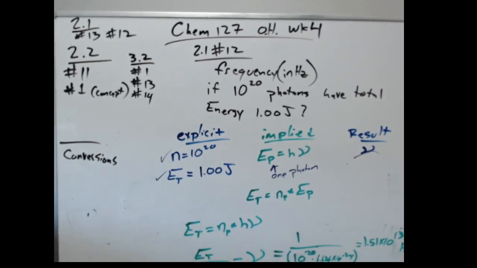You could have total energy equal to any number. You could have it be 20 joules. You could have it be 0.035 joules. It could be any number. For this problem, it was just 1 joule, so we just end up with 1 over.